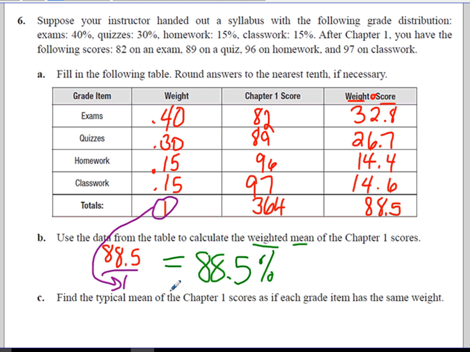So it says find the typical mean as if each grade item has the same weight. And so we have 364 total points. And that was 4 items: 1 exam, 1 quiz, 1 homework, and 1 classwork. And so if we calculate that, we get a 91%.